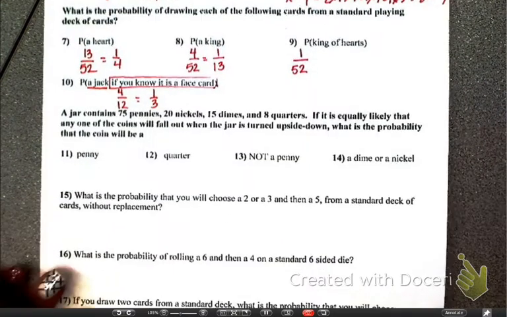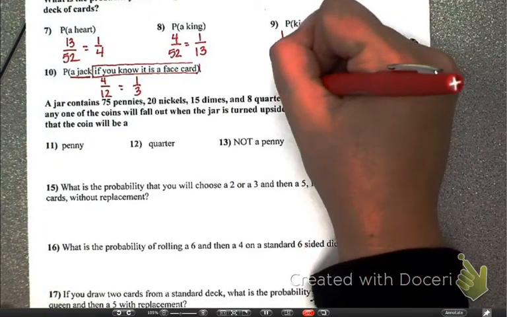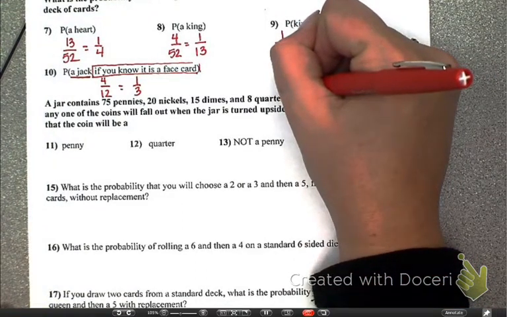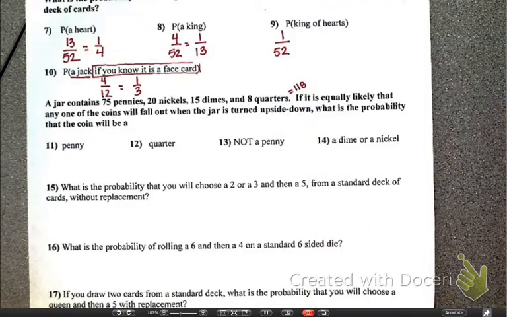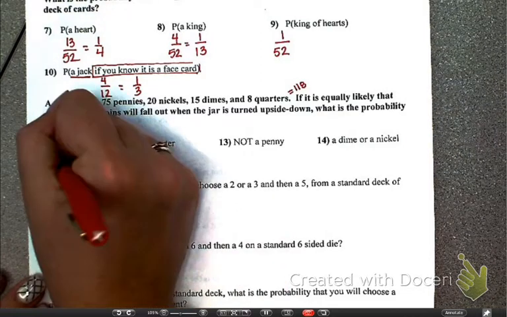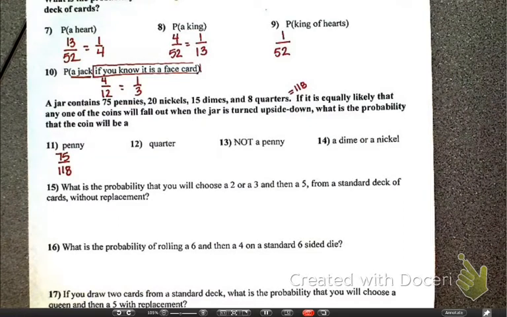A jar contains pennies, nickels, dimes, and quarters. First of all, how many coins are in this jar? 118. Right? Add up all the coins. It is equally likely that any one of the coins will fall out when the jar is turned upside down. What is the probability that the coin will be a penny? How many pennies are there? 75. So 75 out of 118. It doesn't reduce, so you're going to leave it just like that.